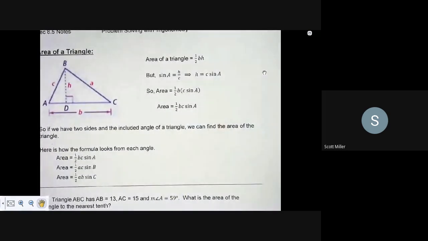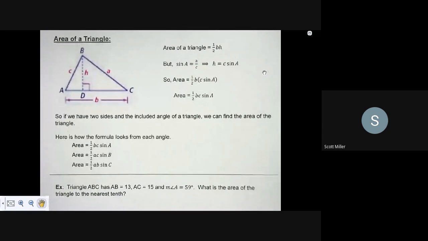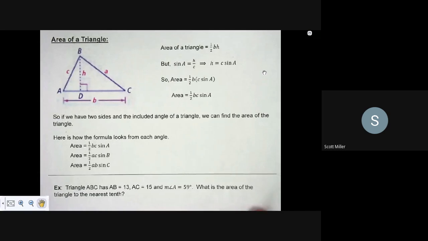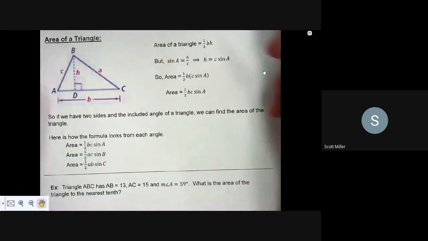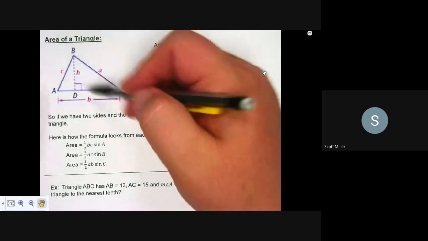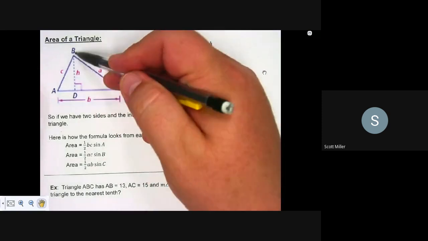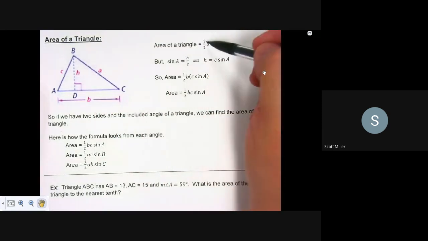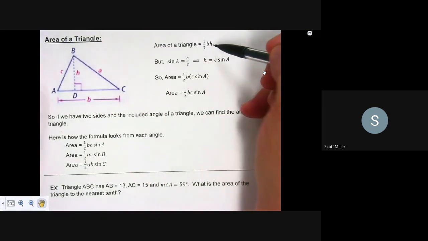Let's look at something else that's kind of interesting, and that is that the area of a triangle can now be modified using trig functions. And here's how. Here's a triangle. Here's the base. Here's the height. The area of a triangle is 1/2 the base times the height.